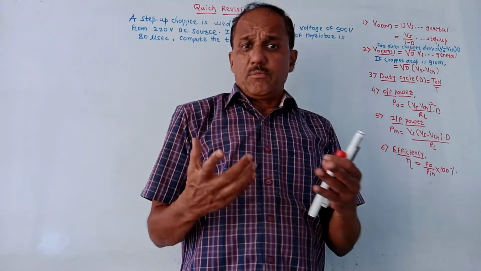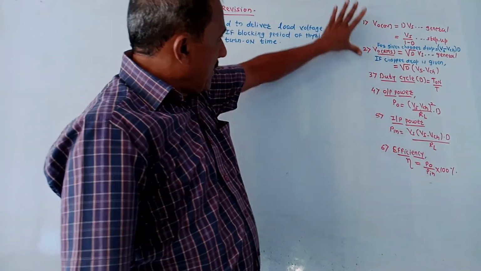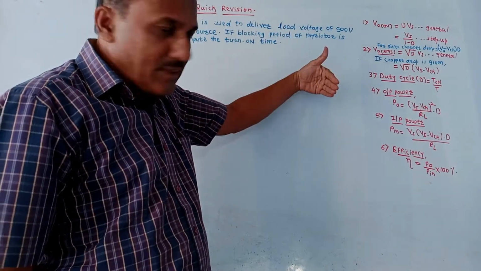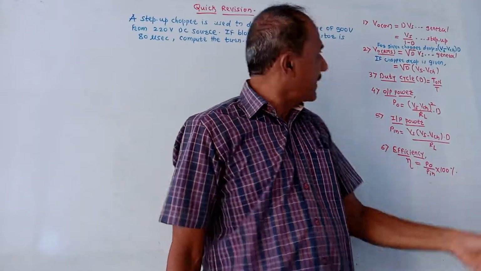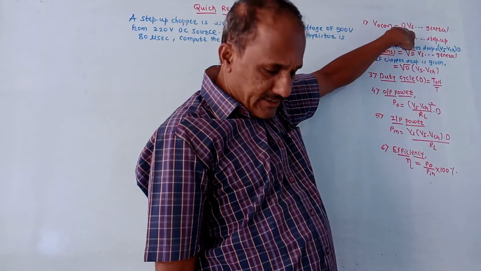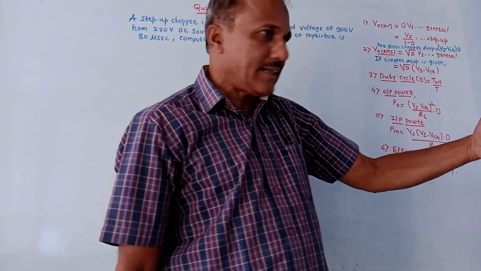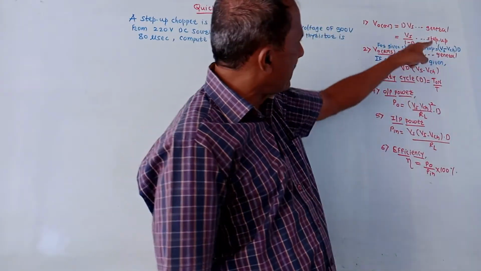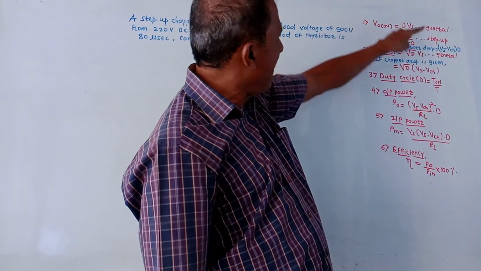As far as the problems of this chapter are concerned, for step up and step down converters, this is the list of formulae. This is sufficient to solve any numerical. First formula is V0 average. This is D, the duty cycle, into Vs. Vs is the supply voltage or voltage connected at the input side. This is the generalized formula. If you have step up converter, step up chopper, then the formula is Vs upon 1 minus D.